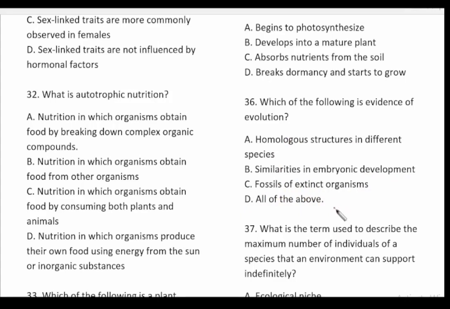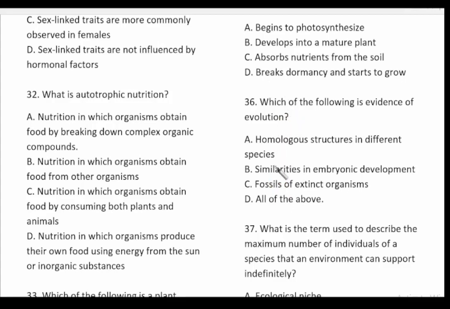All of the above. When we look at the evidence of evolution, which is actually talking about the differences that are seen between organisms that has taken place over a very lengthy period of time, all of the following that has been listed as our options here, option A, B, C, are some of the evidences that have actually been used to prove that evolution actually takes place or evolution actually occurs.